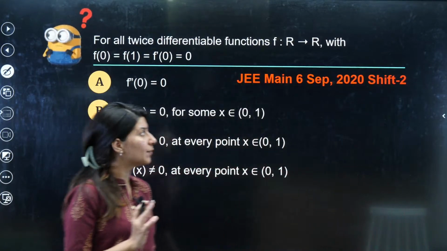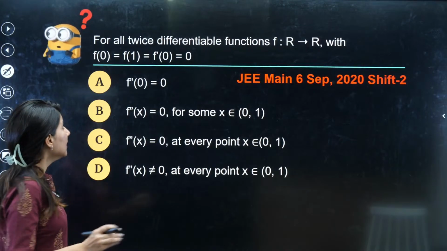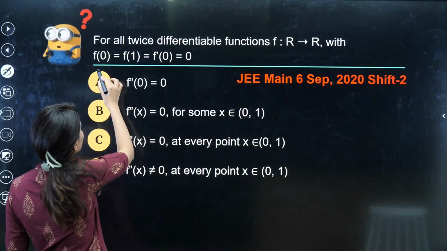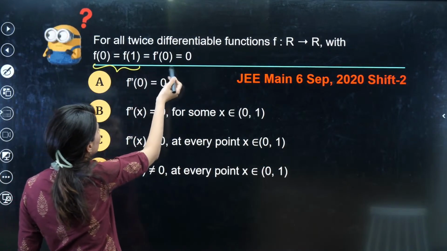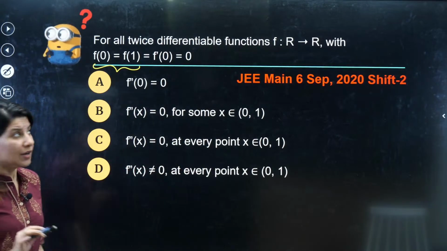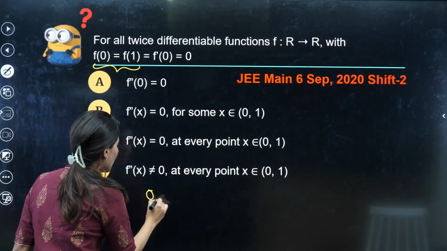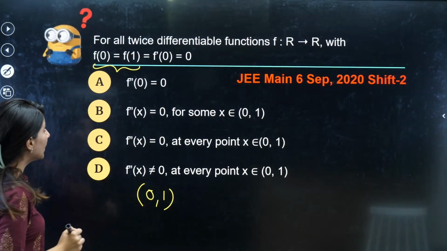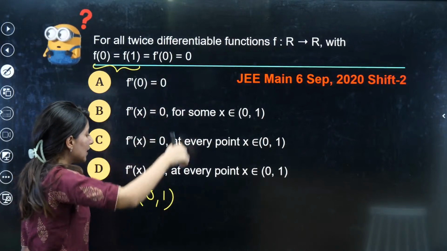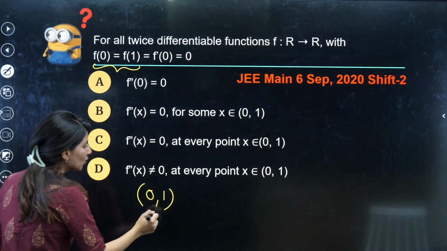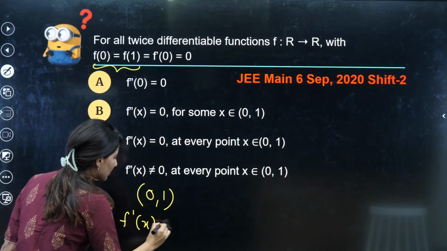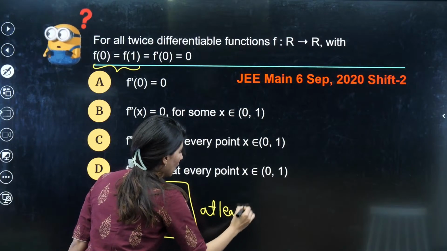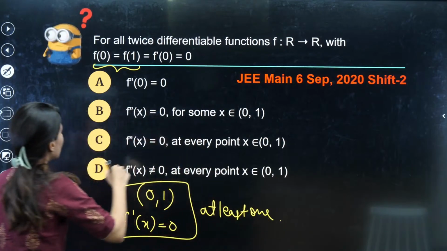Let's understand with the help of a question. This was asked in 2020. What they are saying is, for all twice differentiable functions, it is given that f of 0 and f of 1 are equal and f dash 0 is also given as 0. Right? So that means in 0 to 1, we can apply Rolle's theorem. In 0 to 1, you can see f of 0 and f of 1 are both equal. So there is a point in 0 to 1 where f dash x becomes 0 at least once. This is your Rolle's theorem. So now we can give the answer based on the options.